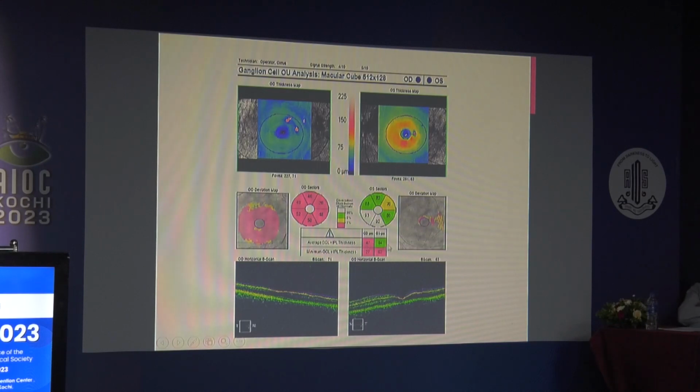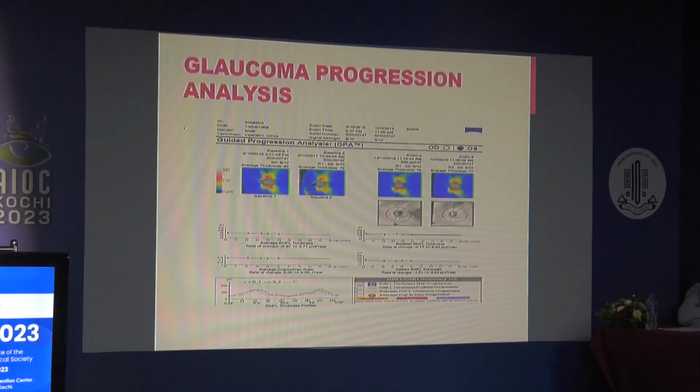And the earliest changes in glaucoma are seen in the inferotemporal quadrant. So you should always look at that quadrant, correlate with your glaucoma findings.